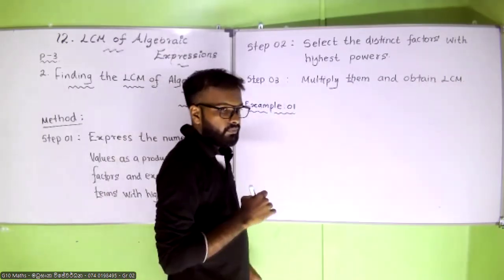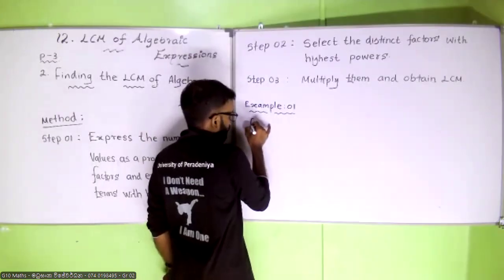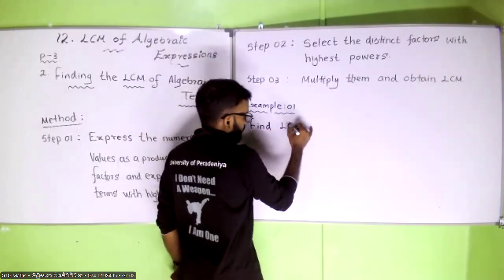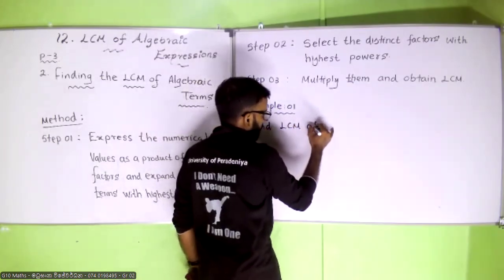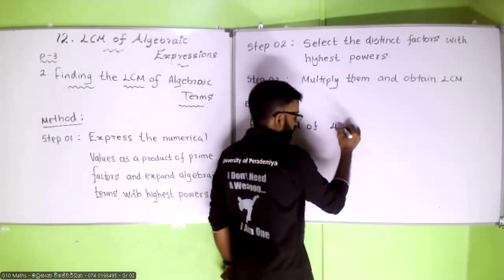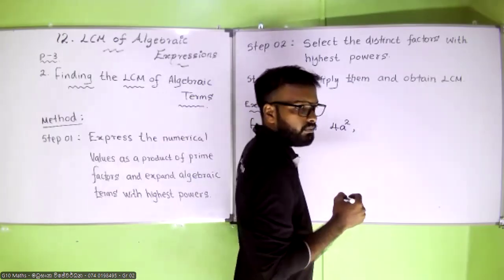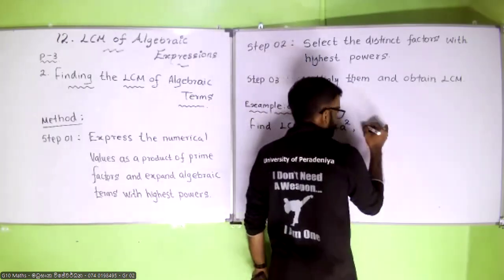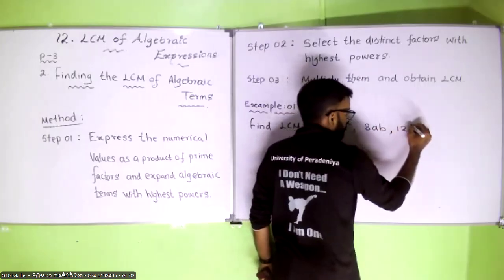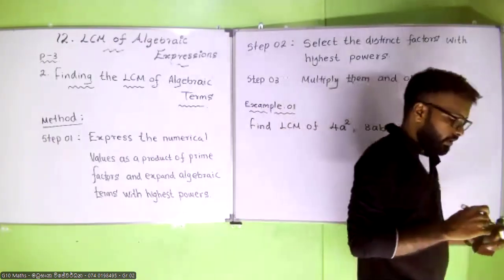Example number 1. Find the LCM of 4a squared, 8ab, 12b.